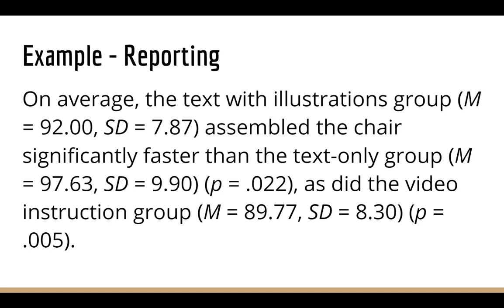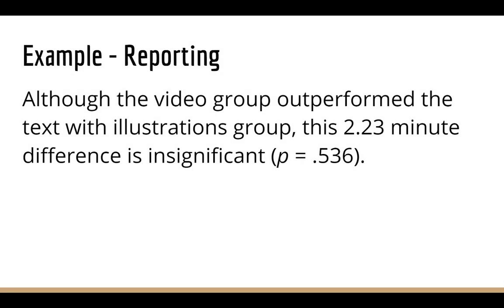Now we've compared two of the three relationships. We have to report the third one. So we might say something like, although the video group outperformed the text with illustrations group, this 2.23 minute difference is insignificant, and you report the P for that comparison. Remember, there are different ways to report the results. This is just one example. There is no one right way. In this case, you might have also said just there was no difference between the video group and the text with illustrations group, and give the P. So there's a lot more ways to do it.